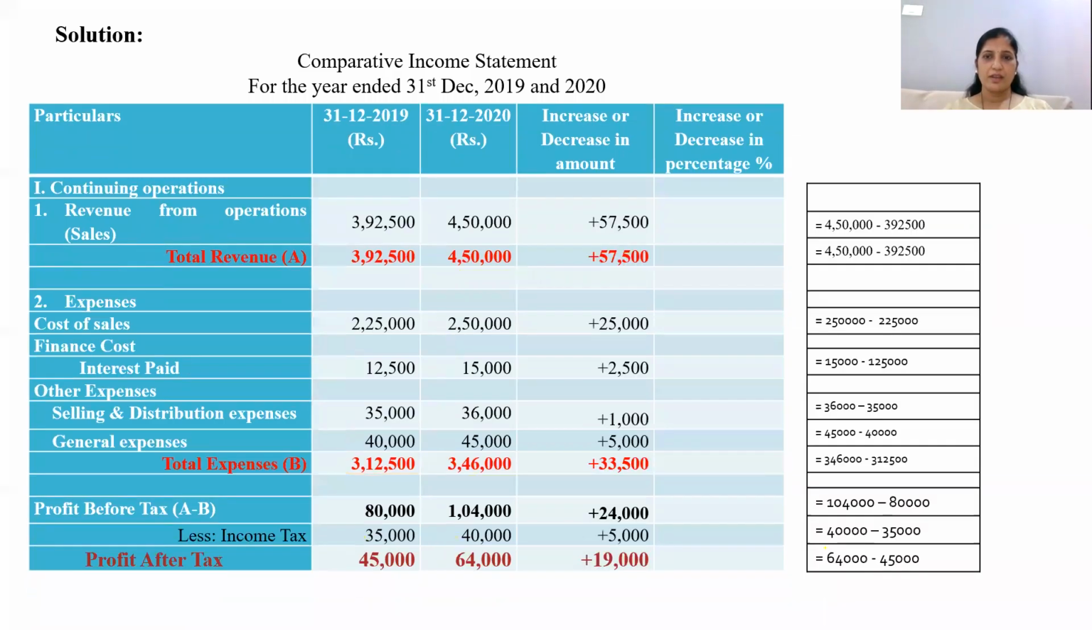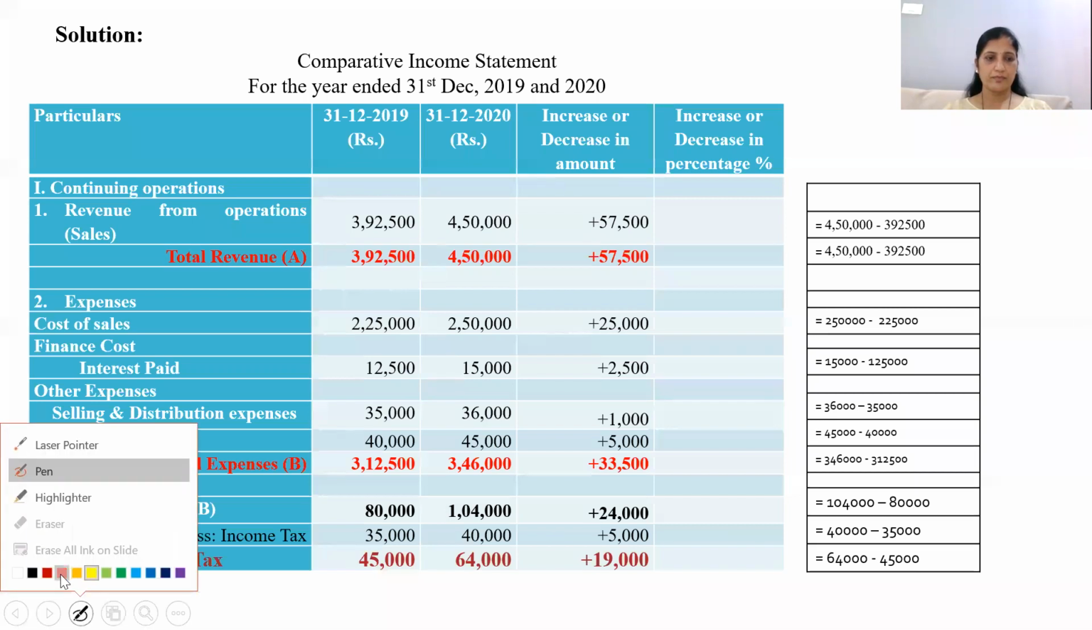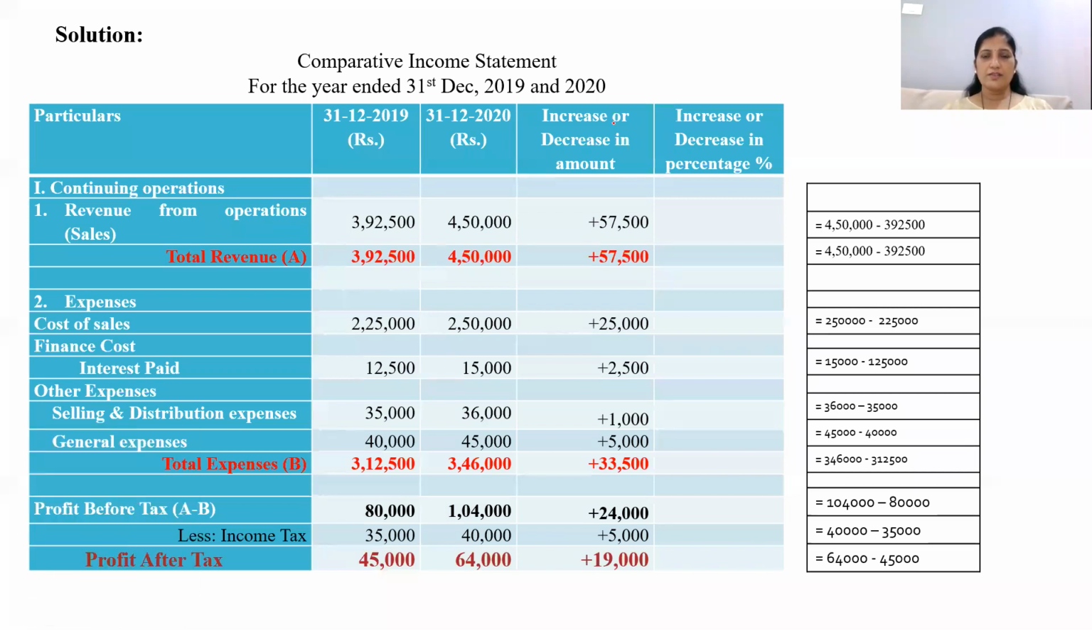Okay. So now you see this. I have come to the next part over here. We have gone for this increase or decrease in amount. I have added this column. Okay. So now you see increase or decrease in amount. What you have to do?